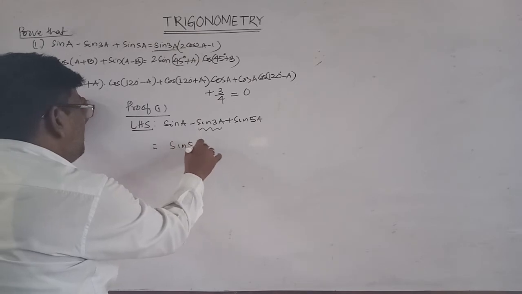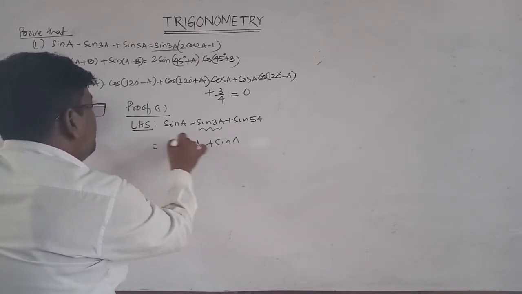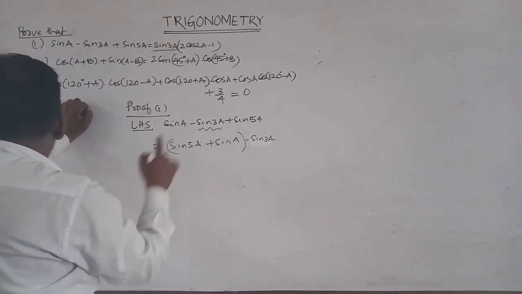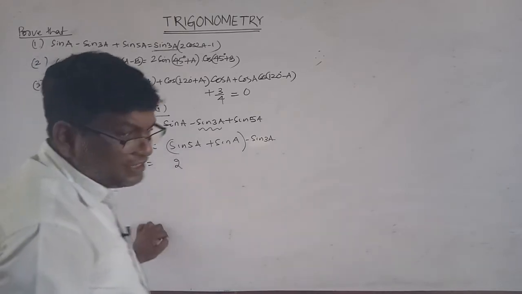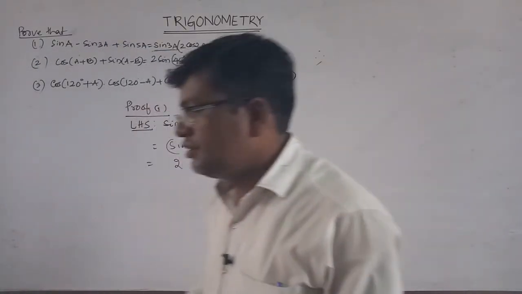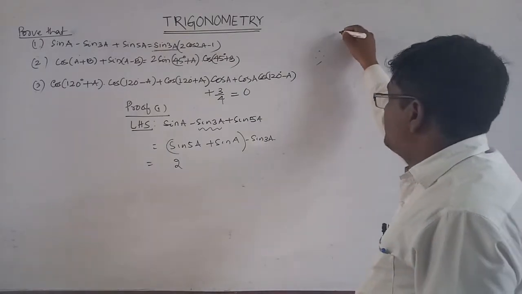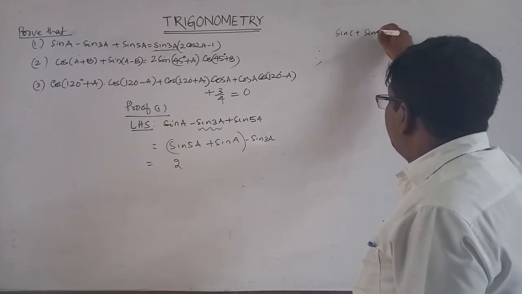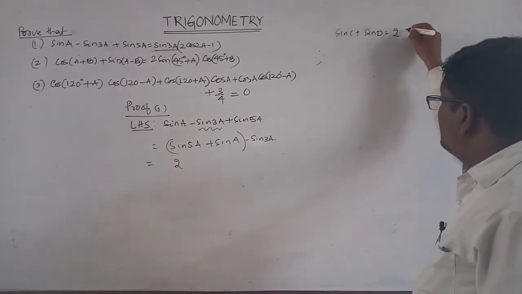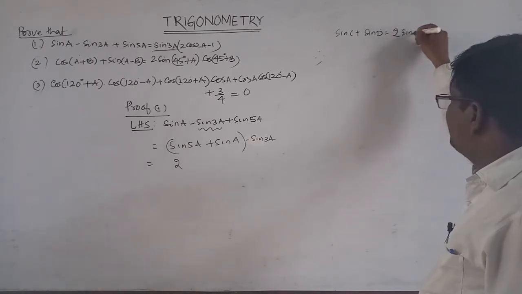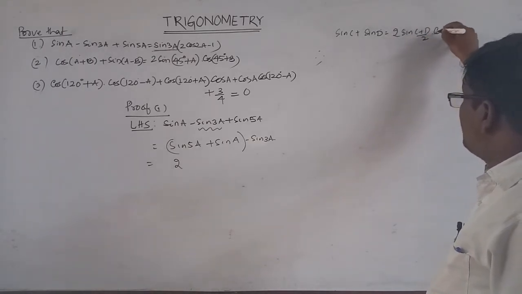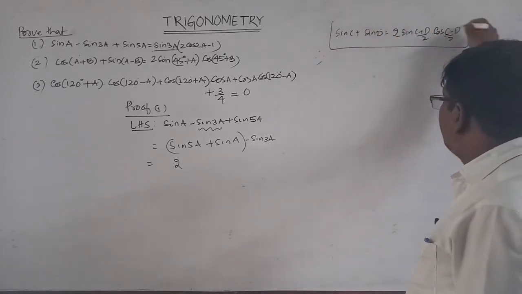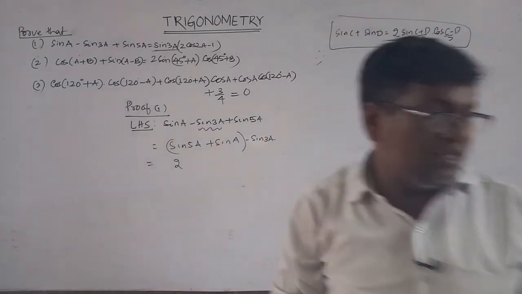That is sin 5A plus sin A minus sin 3A. So this is sin C plus sin D. What is the formula for sin C plus sin D? Sin C plus sin D is equal to 2 sin (C plus D) by 2 into cos (C minus D) by 2. Apply this formula here. So what happens here?